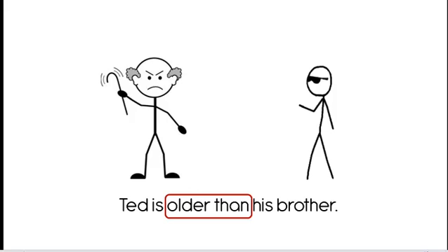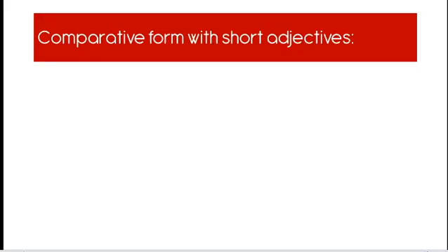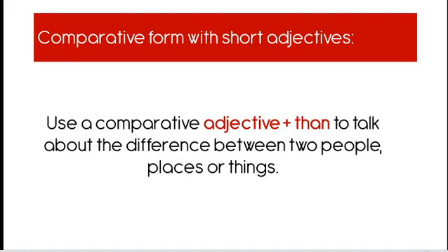So let's get into details on how we can make comparatives. So remember, we are going to talk only about short adjectives. So we use a comparative adjective plus the word than to talk about the difference between two people, places, or things, animals. You can talk about anything.